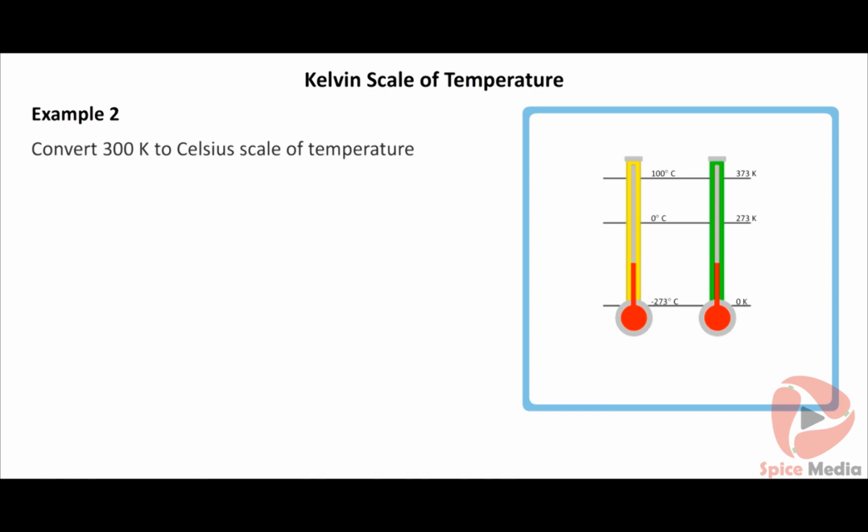Example 2. Convert 300 K to Celsius scale of temperature. C is equal to K minus 273. C is equal to 300 minus 273, which is equal to 27 degrees Celsius.